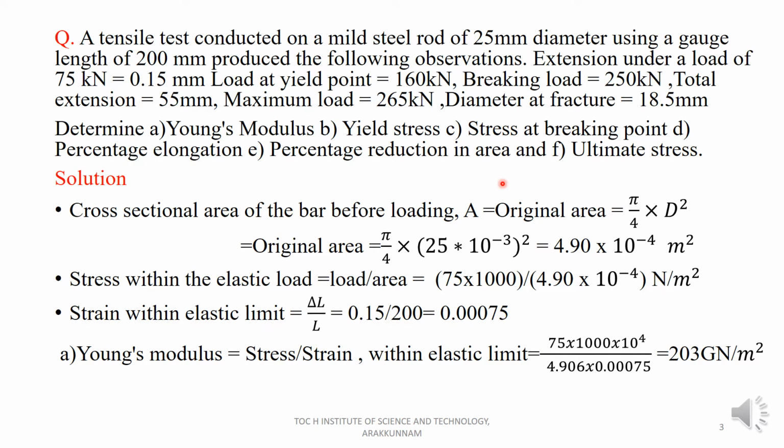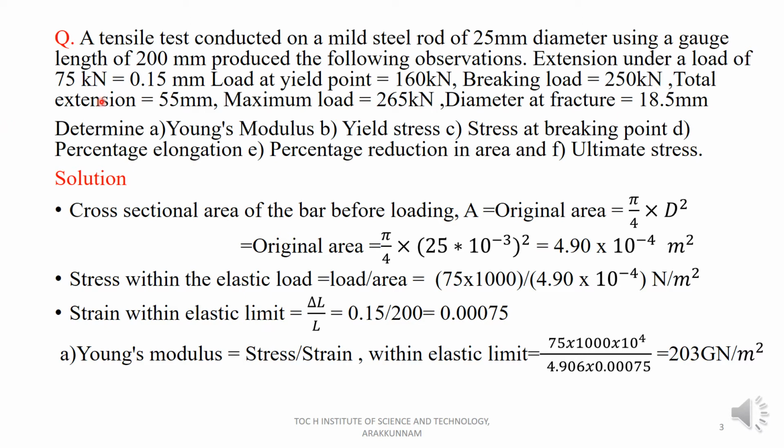Okay. So this is a problem based on tension test on a mild steel. It is given that the diameter of the mild steel rod is 25 mm and the length of the mild steel rod is 200 mm. While conducting the experiment, we know the load goes on increasing. So first of all, we have to calculate the Young's modulus value. For that, we have to consider the load within the elastic limit. So find out the load from these given values, that is a load within the elastic limit.